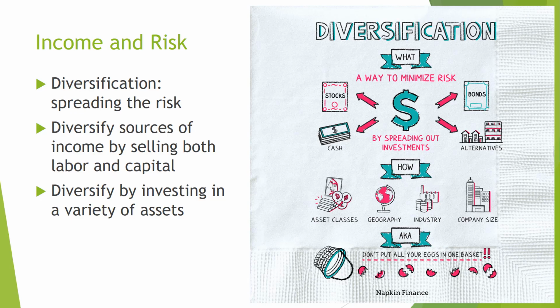Lastly, let's talk about income and risk. So in addition to trying to get what you want, you have to protect it. One way to do that is through diversification, where you're spreading the risk. So you may have heard the phrase, don't put all your eggs in one basket, because if something happens to that basket, you lost all your eggs. So rather than putting all your money into one form of investment or one form of income, you want to put your efforts and your money spread out.